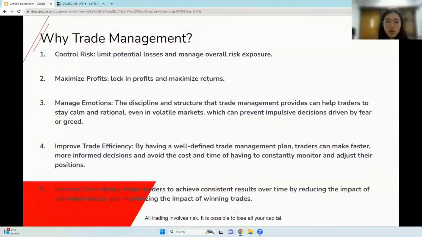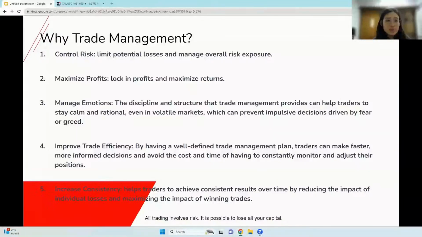So why is it important to have a trade management strategy? Firstly, to control risk. Trade management strategies such as stop loss orders and position sizing help traders to limit their potential losses and manage their overall risk exposure. Next, we have maximize profits. Trade management strategies such as take profit orders, as well as trailing stops that we'll get into a bit, help traders to lock in profits and maximize their returns.